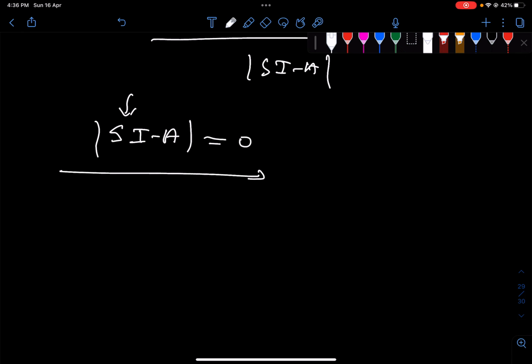Or what is the possible solution of s? It is the poles of the system. That is called what? The characteristic equation. This will give you the characteristic equation, and solving the characteristic equation will get the poles of the system.